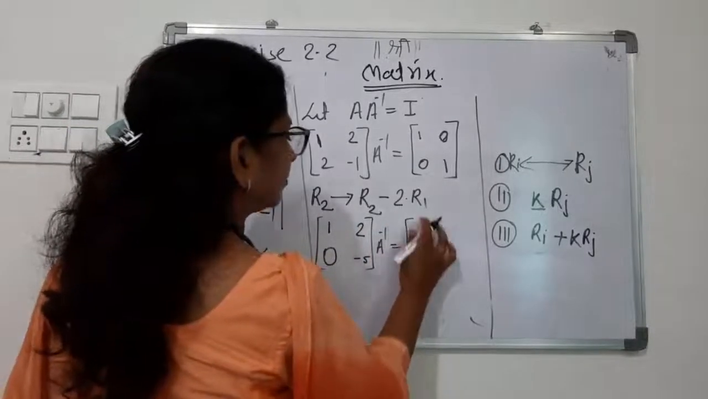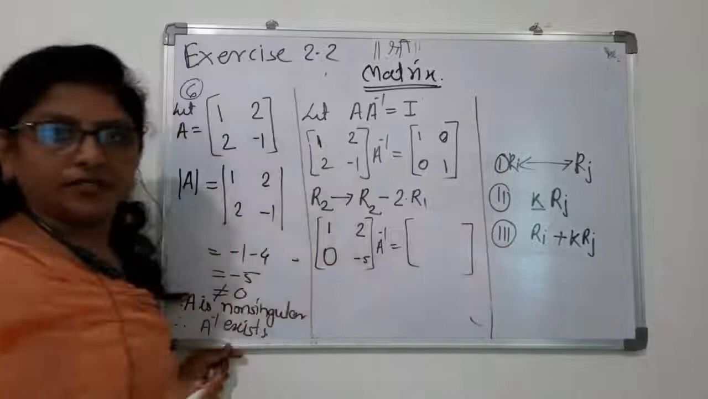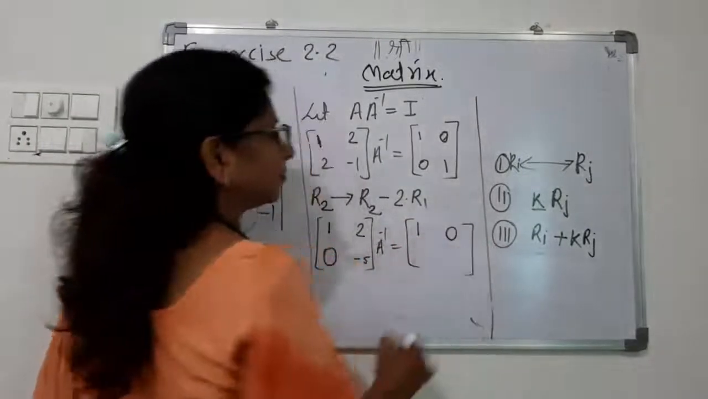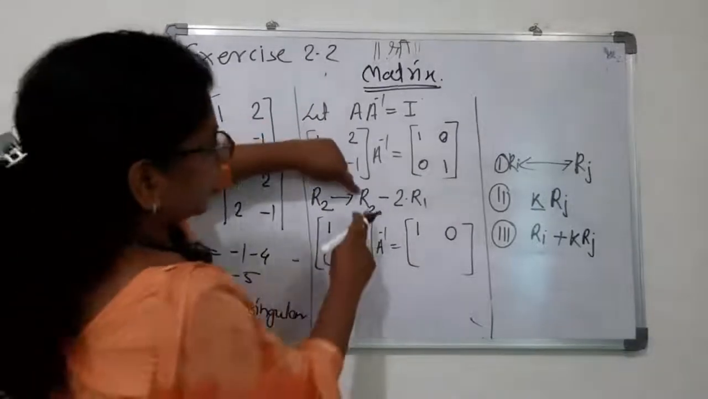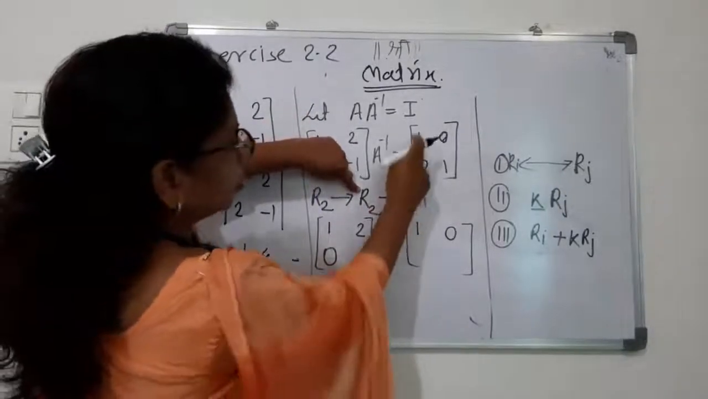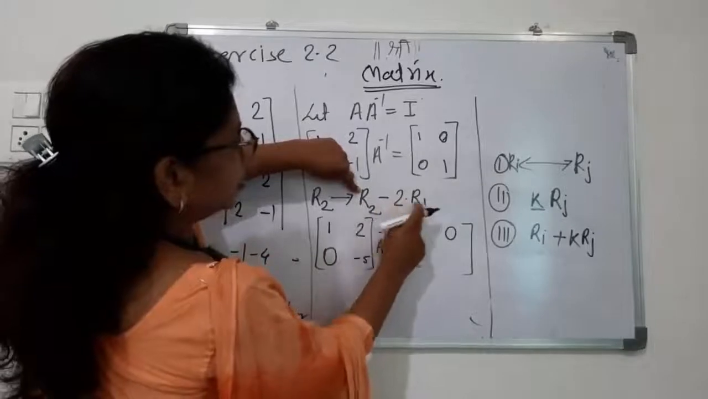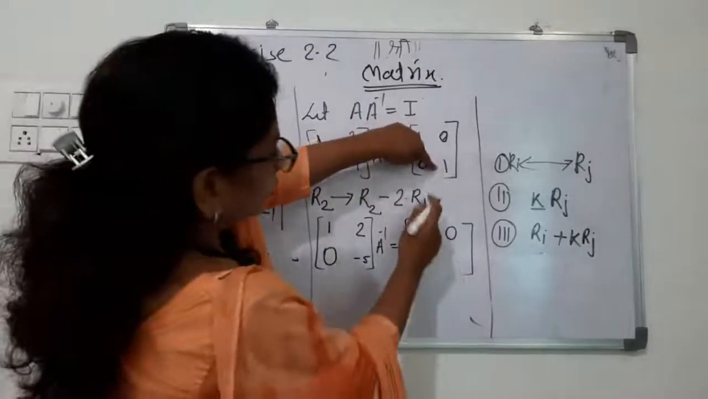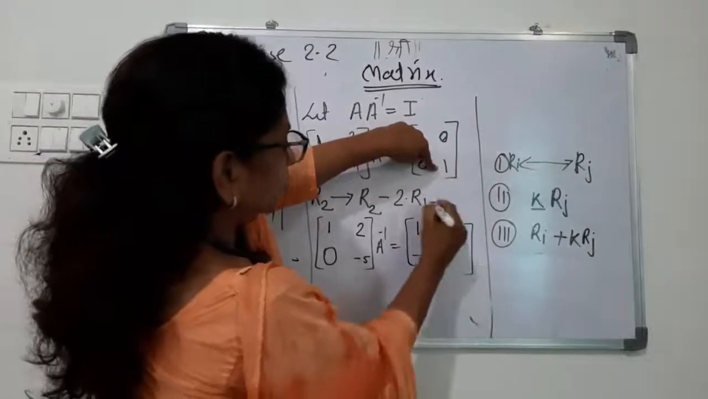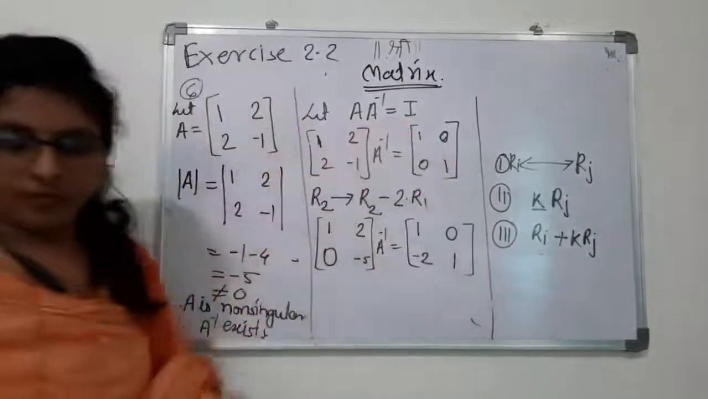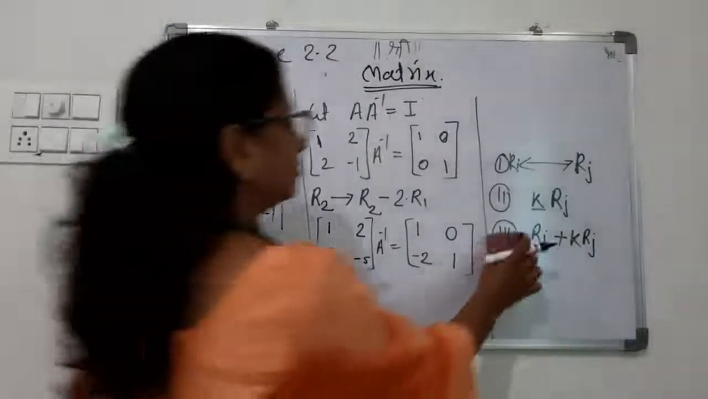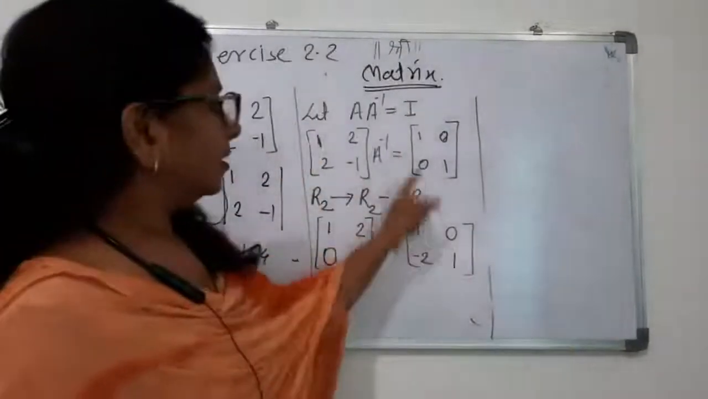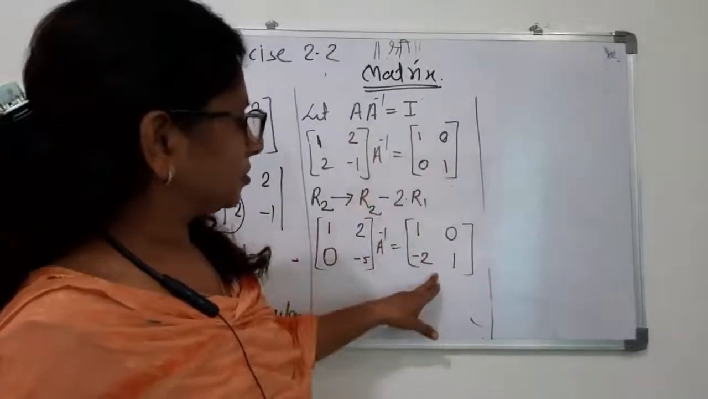Now apply here. Again there is no change on R1, so write down R1 as it is. Now apply the operation here: 0 minus 2 R1 means 0 minus 2 into 1, minus 2. Okay. Here 1 minus 2 into 0 is 0, means 1 minus 0 is 1. Okay students, so this is our matrix, changed from the identity matrix to this matrix.